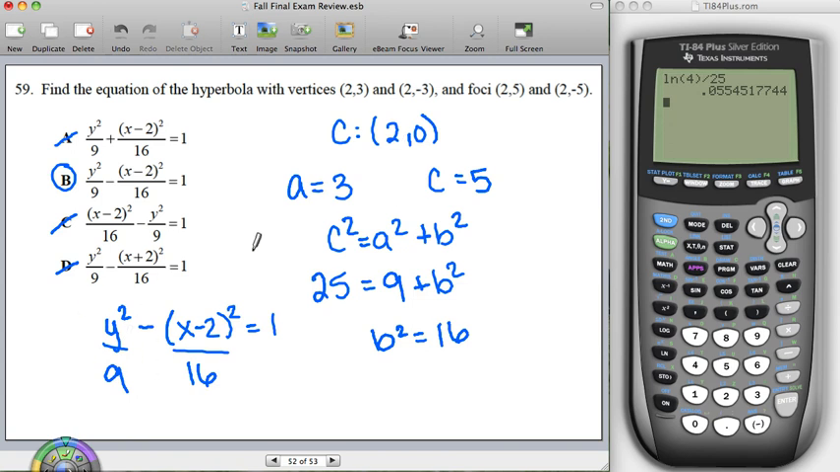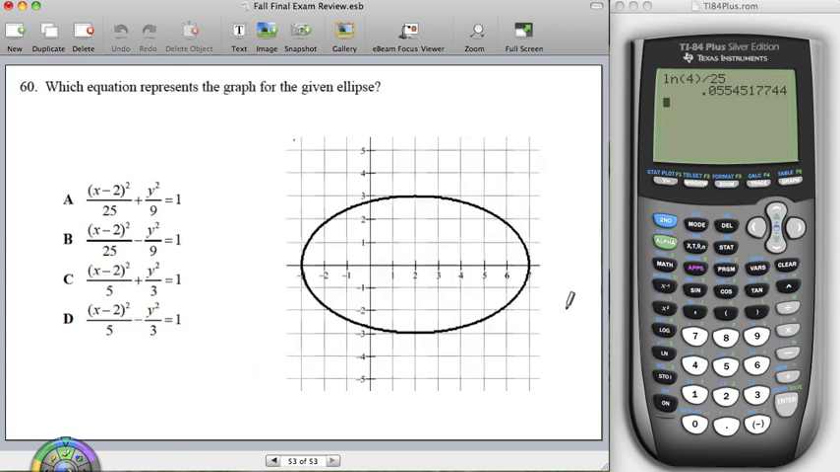And last but not least, 60. Which equation represents the graph for the given ellipse? Start by finding your center. You can look at this graphically. My center is at 2, 0, so I need to have x minus 2 and y. Doesn't help. Well, you can eliminate b and d because these are minus, so that's for hyperbolas. Distance between your center and one of your vertices, so here, that's not a vertex, well, major axis, horizontally is 1, 2, 3, 4, 5 units, so underneath my x I should have a 25. Underneath my y I'm moving up 1, 2, 3, so underneath my y I need a 9. So your solution for 60 is going to be A.